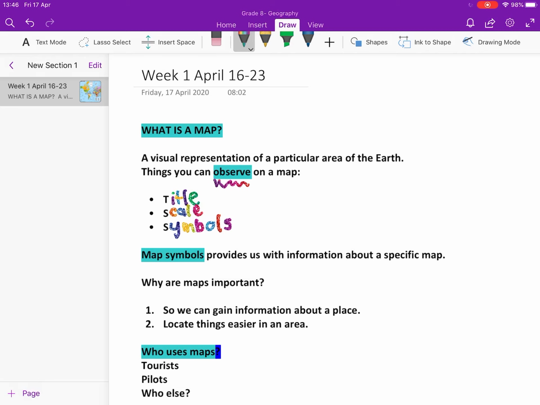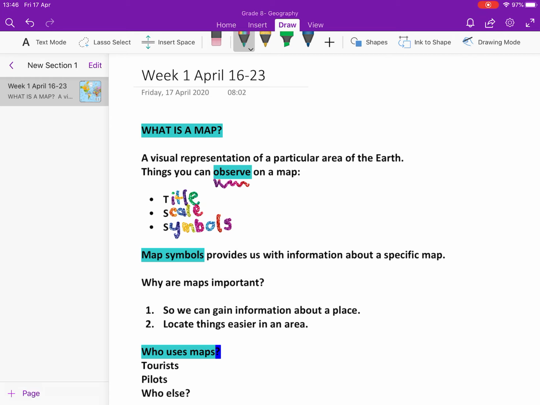So a world map will say at the top, world map. That would be the title. A world map will have a very small scale. Small meaning it has been reduced a lot of times, meaning it's zoomed out a lot in order to fit the whole world onto one piece of paper.